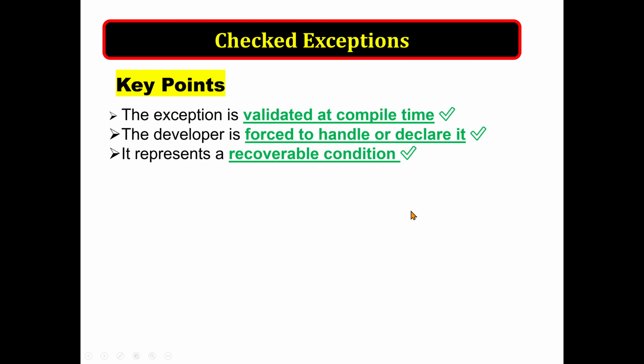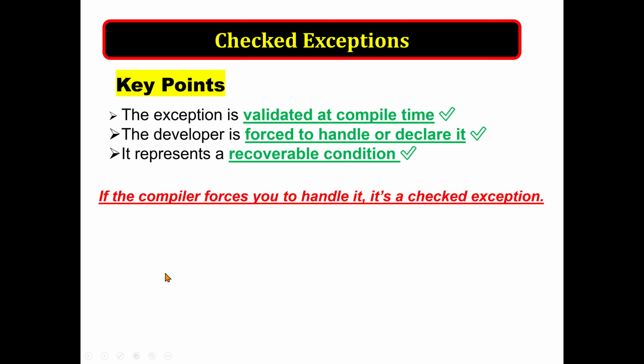It represents recoverable conditions, the conditions which can be recovered. It's not like an error. In short, if the compiler forces you to handle it, it's a checked exception. This is a short and sweet description you can keep in mind, because without fixing that, the compiler will not allow you to go ahead. So this is for the checked exceptions.